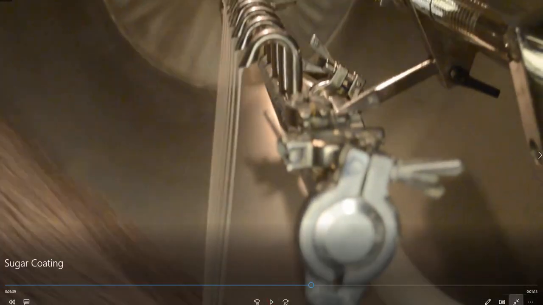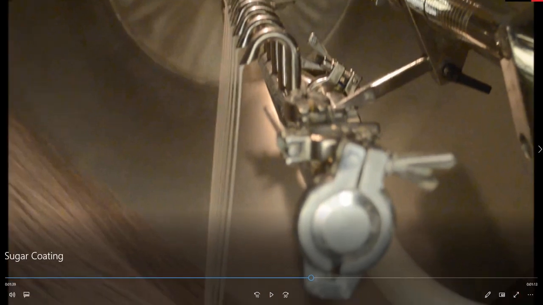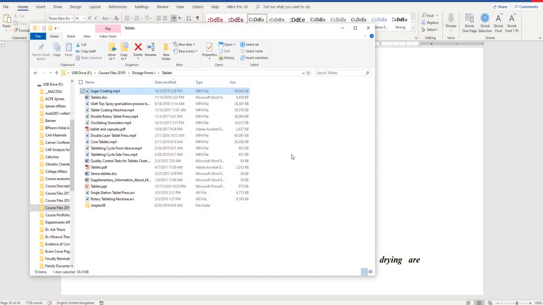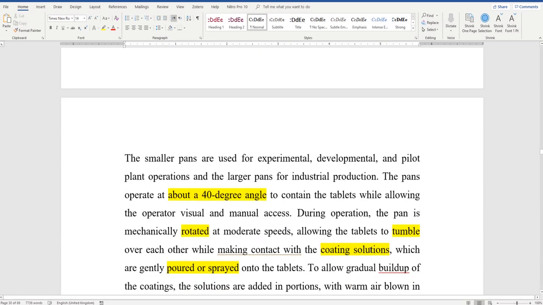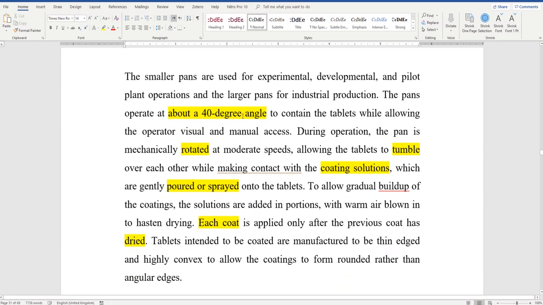Okay, I will stop here just to show you the modern coating technique. So let's go back to the coating process. As I said, the pan will be rotating and the tablets will be tumbling inside, and while they are tumbling they are making contact with the coating solution.